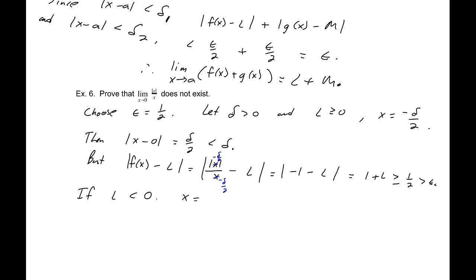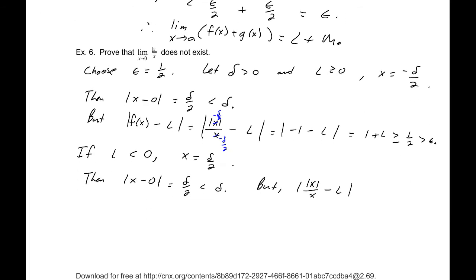Then we're going to use x equals delta over 2 instead of negative delta over 2. So let's show that the absolute value of x minus a, in this case 0, is less than delta. Well, that is again equal to delta over 2, which is less than delta. But the absolute value of f of x minus L, and if my delta is delta over 2, then that is equal to the absolute value of 1 minus L.